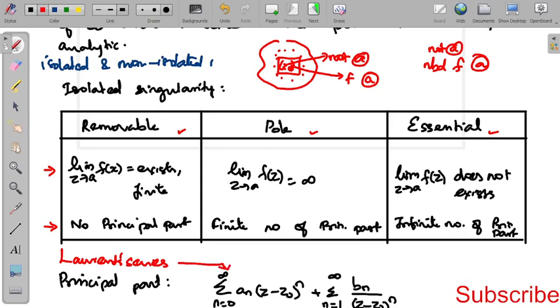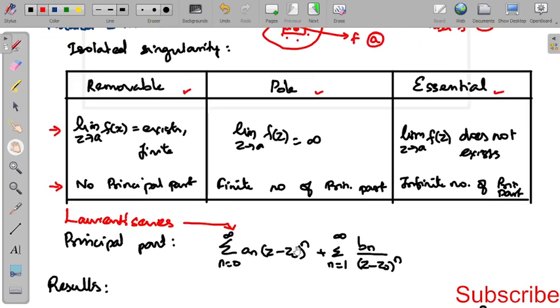So this is the Laurent series expansion: summation n equal to 0 to infinity a n times (z minus z naught) to the power n, plus summation b n divided by (z minus z naught) to the power n, where the first part is said to be the regular part and the second part is said to be the principal part. So if a function contains no principal part, that is, the denominator does not contain a z term, then we can say there is no singular principal part. If so, then that point is said to be a removable singularity.